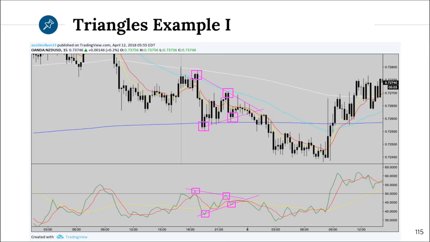What this triangle tells us is that we would potentially look for an S2 on the break of this triangle. Why? Because we found solid structure, and solid structure means that you could have a solid breakout. The reason that it's qualified as a solid structure is because the reaction points match identically on the RSI and the candles, creating the same structure.